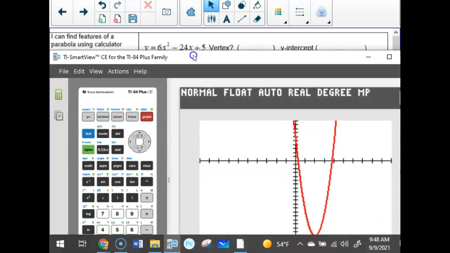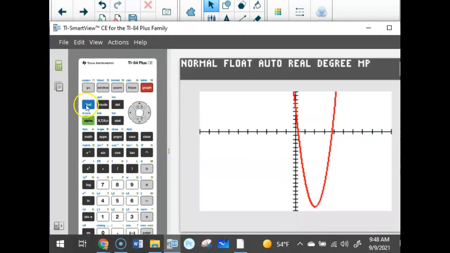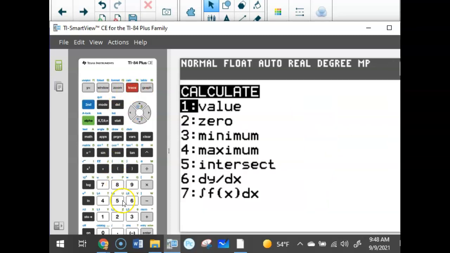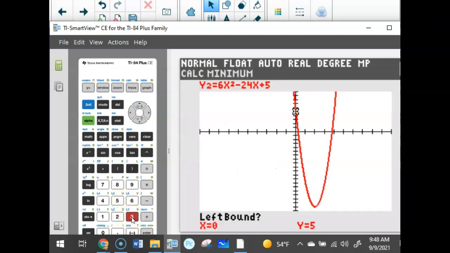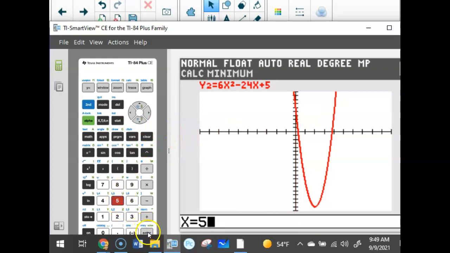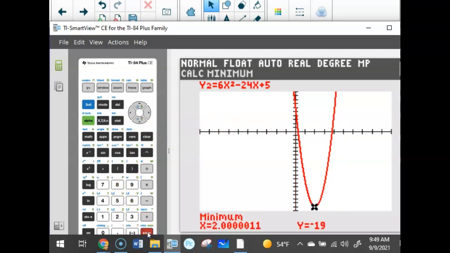All right, how do we find the vertex? Second trace. This one is what? Minimum. And it's somewhere down here, but I'm just gonna hit enter because it's between there and maybe 5. I got 2 negative 19. This is calculator error, so I just take that as 2 negative 19.